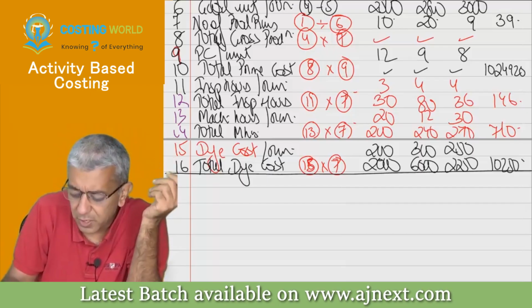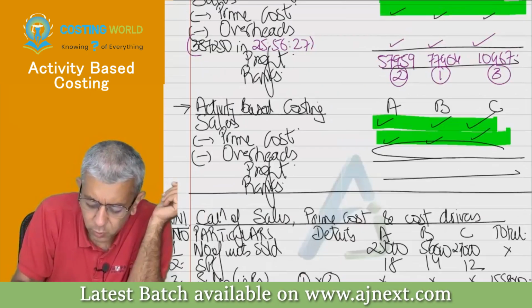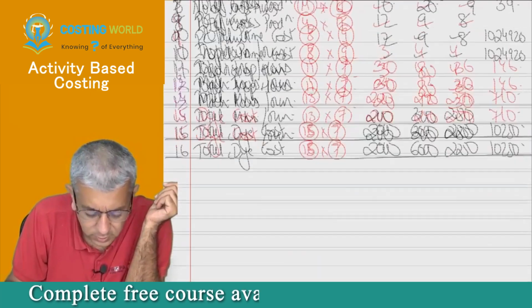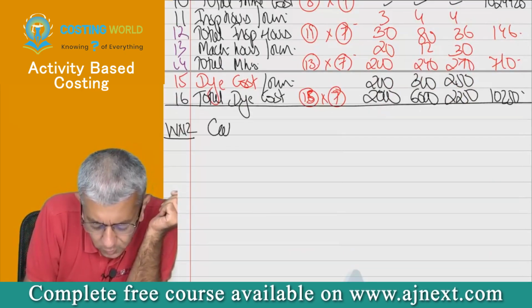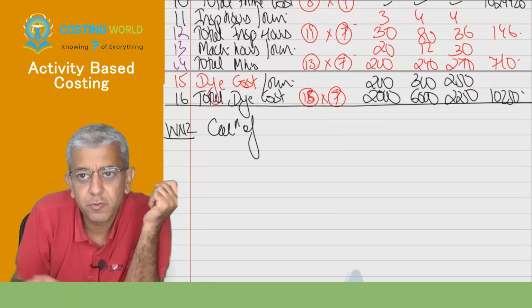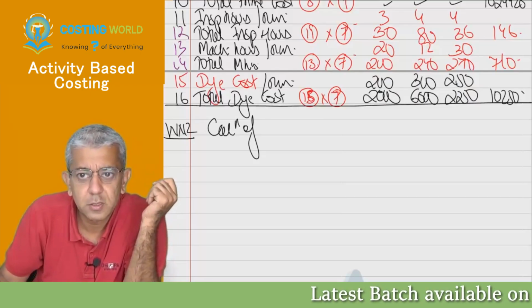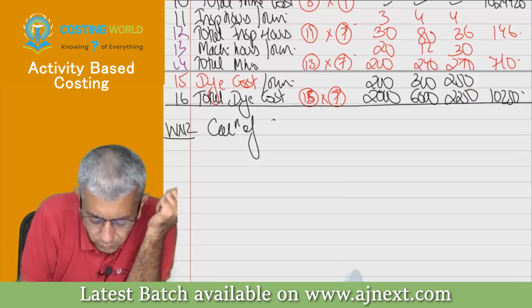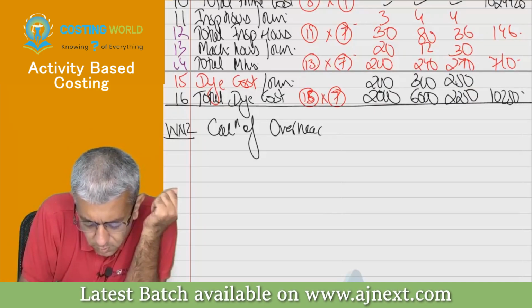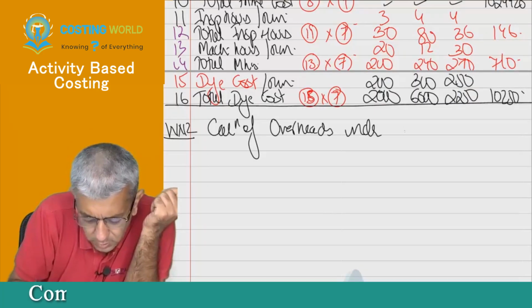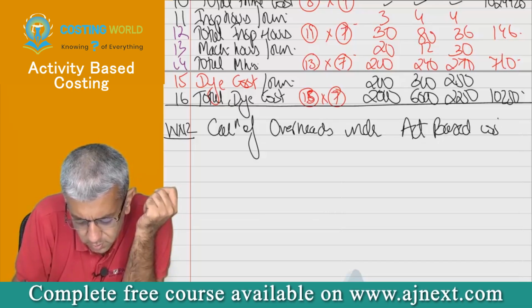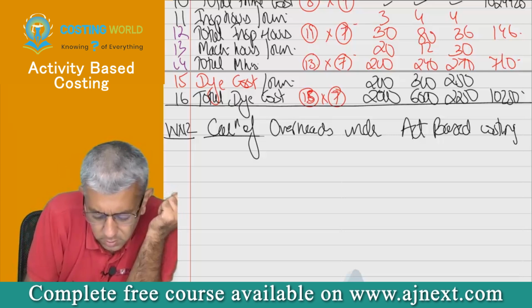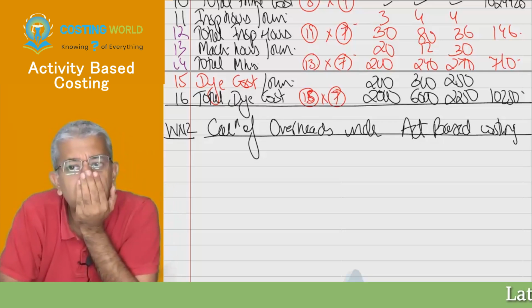Now we'll start straight away with the usual statement, beta. I just want my overheads over here, so you all write down: this is working note number 2, and I guess this should be our last one. Write down calculation of overheads under activity based costing.